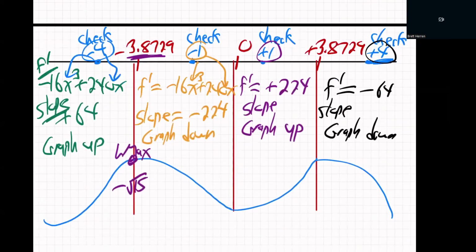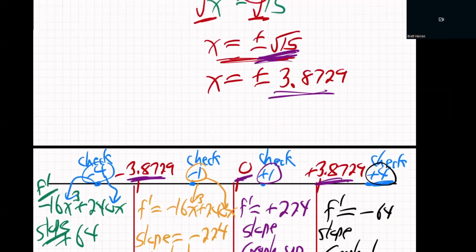And then right here at 0, this is a local min. And this critical value is a local max. It's at positive square root of 15. Okay? And so let's go.